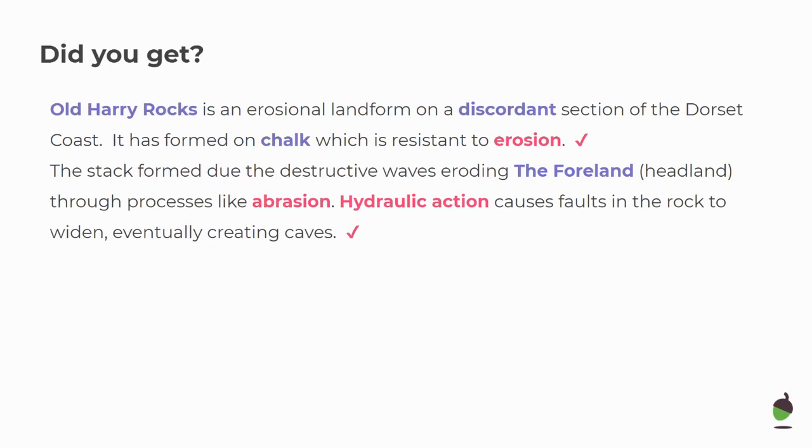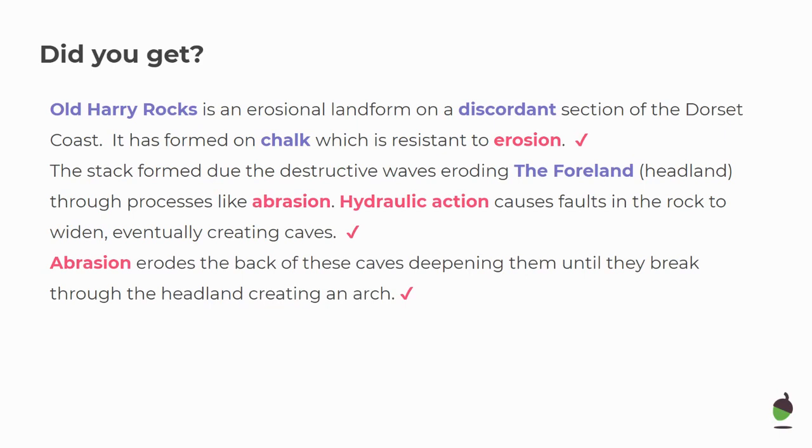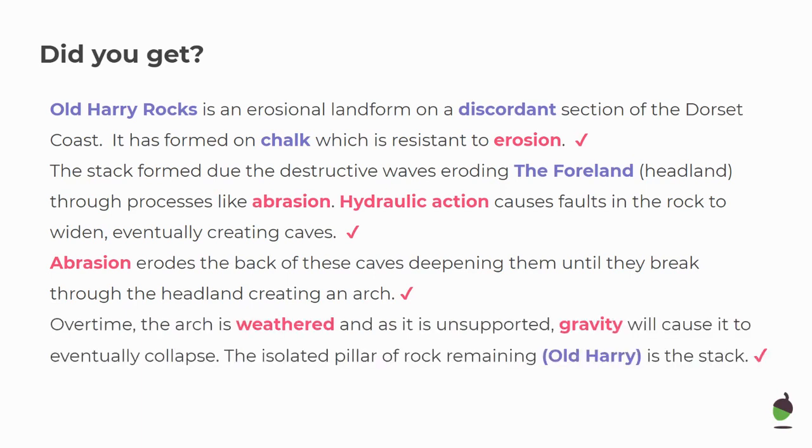The stack formed due to the destructive waves eroding the foreland, which is the headland, through processes like abrasion. Hydraulic action causes faults in the rock to widen, eventually creating caves. Abrasion erodes the back of these caves, deepening them until they break through the headland, creating an arch. Over time, the arch is weathered, and as it is unsupported, gravity will cause it to eventually collapse. The isolated pillar of rock remaining, Old Harry, is the stack.